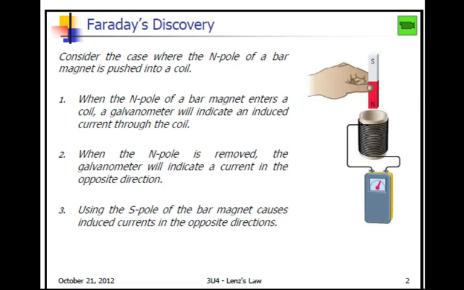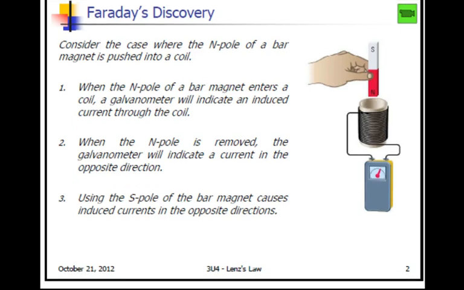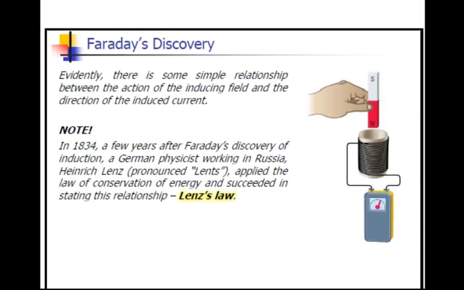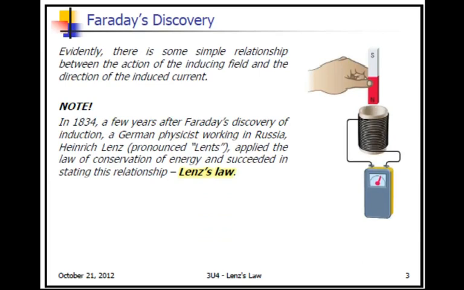So we push the bar magnet in and then pull it out. If we use the south pole, the current is induced in the opposite direction. And again, when you pull out with the south pole, the direction of the current reverses again. Evidently, there's some simple relationship between the action of inducing the field and the direction of the induced current. In 1834, a few years after Faraday's discovery of induction, a German physicist working in Russia, Heinrich Lenz, applied the law of conservation of energy and succeeded in stating his relationship, which is now known as Lenz's law.